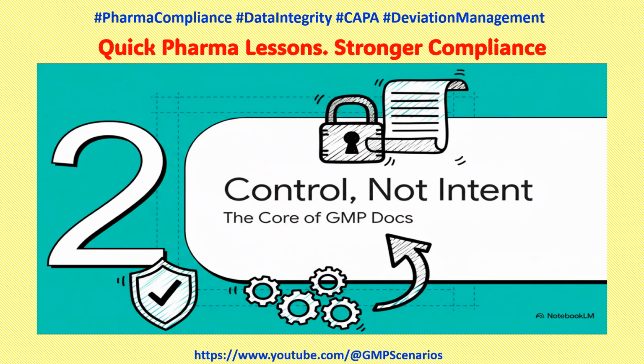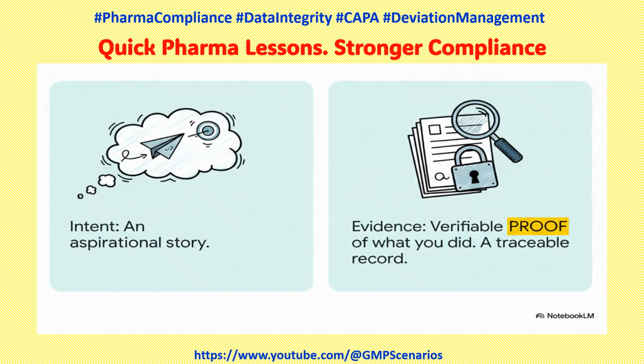So this brings us right to the heart of the matter. See, that document didn't fail because the team had bad intentions, of course not. It failed because it couldn't prove control. So let's really dig into what that means. Let's just compare these two. On one hand, you have intent. That's what you planned to do. It's what you hoped would happen. It's pretty easy to write down.